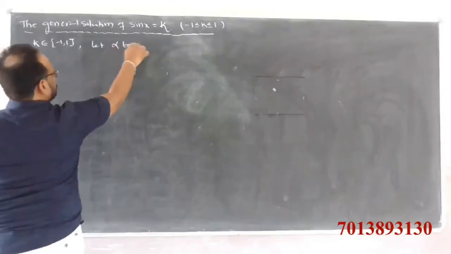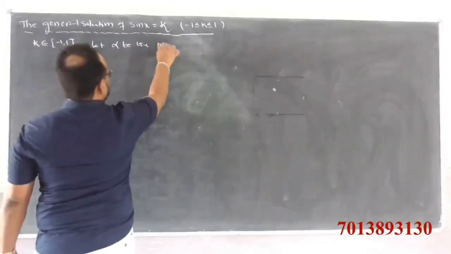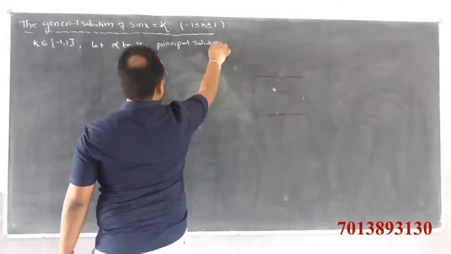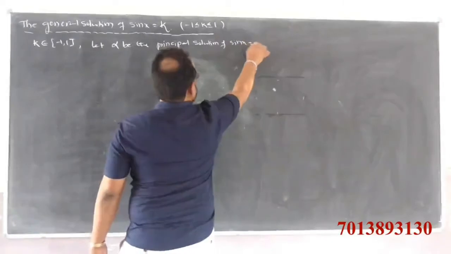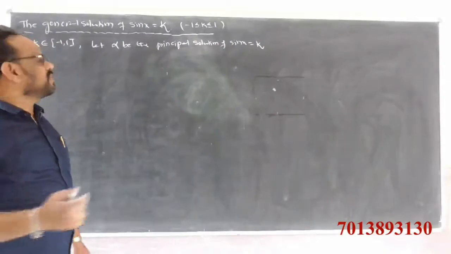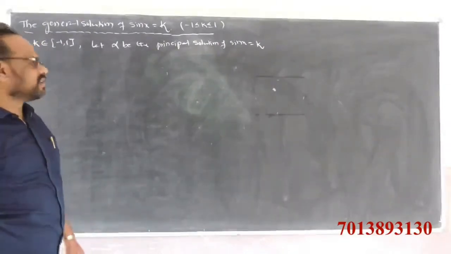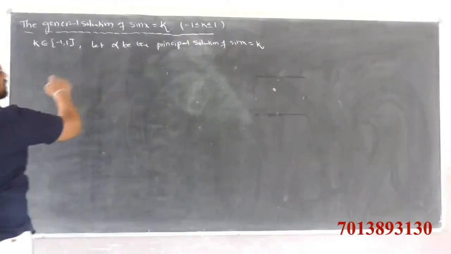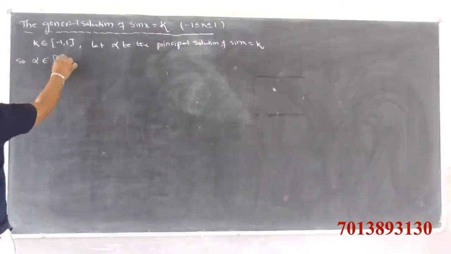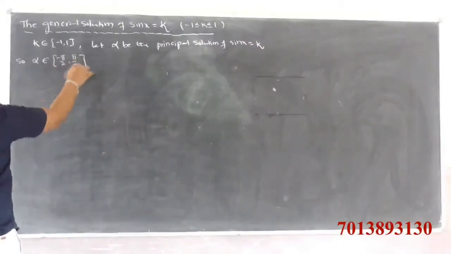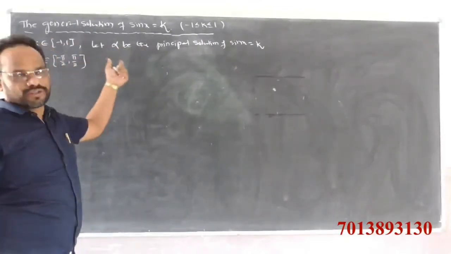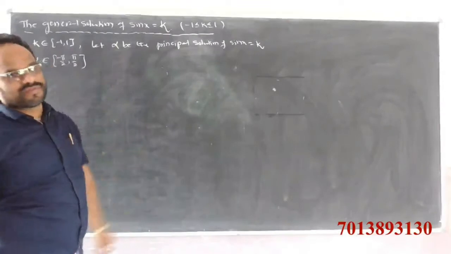Let alpha be the principal solution of sin x equals k. Let us assume that alpha is the principal solution of sin x equals k. So clearly alpha belongs to the closed interval minus pi by 2 comma plus pi by 2. We don't know it yet, so we assume alpha is the principal solution of the given trigonometric equation.